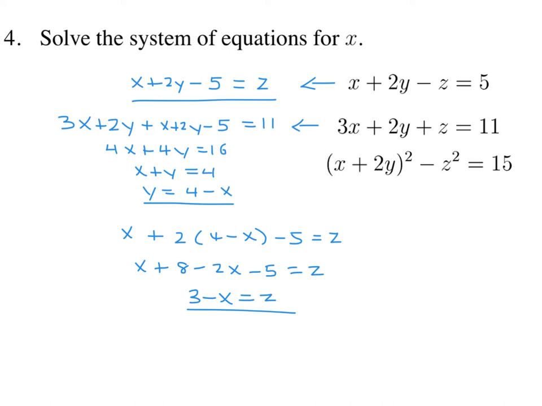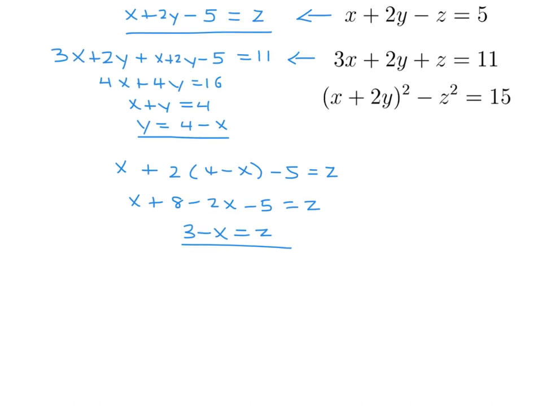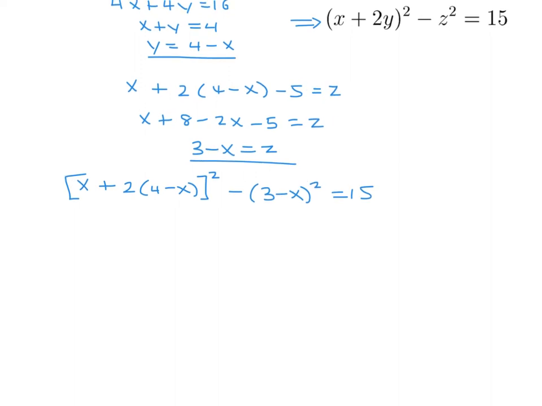So now we can substitute it back into any of them and then solve for x. So which one do you want to use here? I'll just use this one, I guess. Might as well, since we haven't used it yet. Okay, so x plus 2y, but y is 4 minus x, all squared, minus z squared, but z is 3 minus x, all squared, and that is 15. Okay, so this is x plus, that's 8 minus 2x, 8 minus 2x, all squared, and then this is just going to be the same. And then let's see here, 3 minus x, all squared.